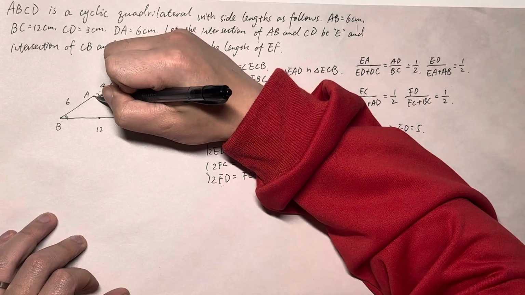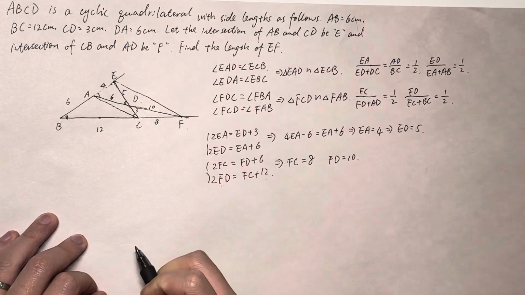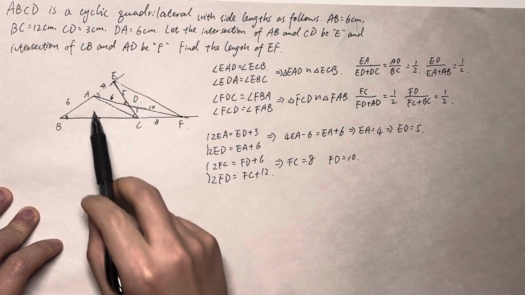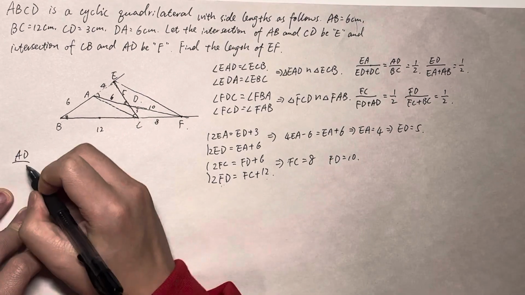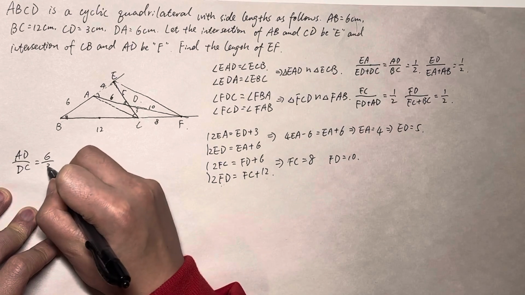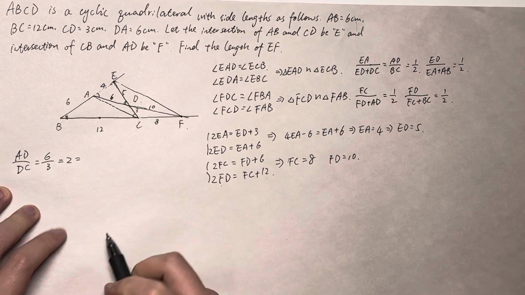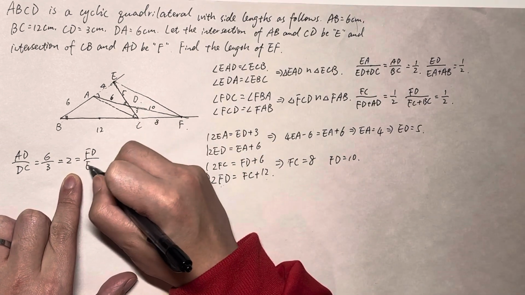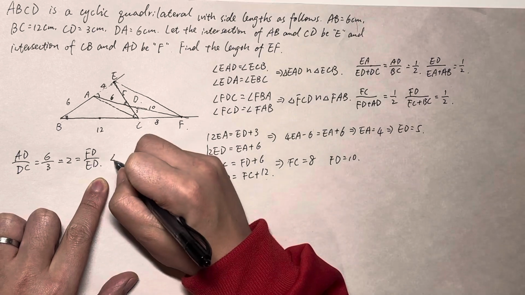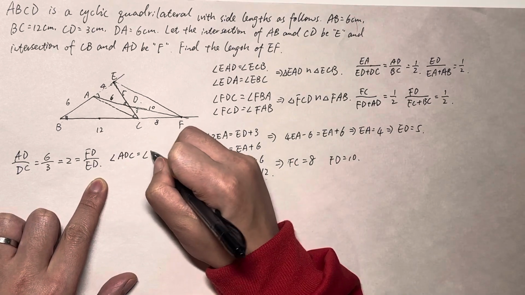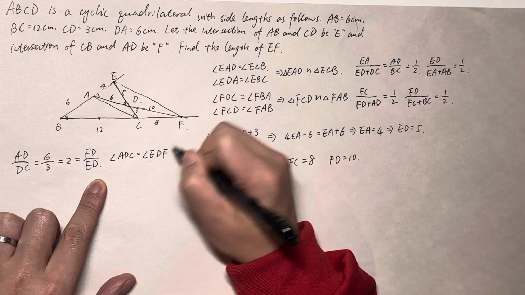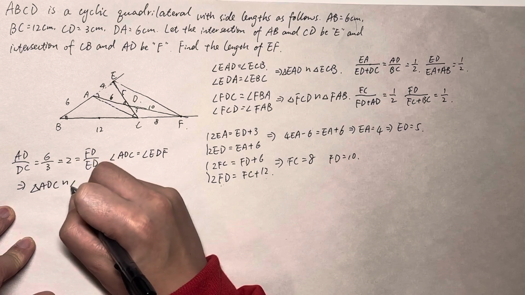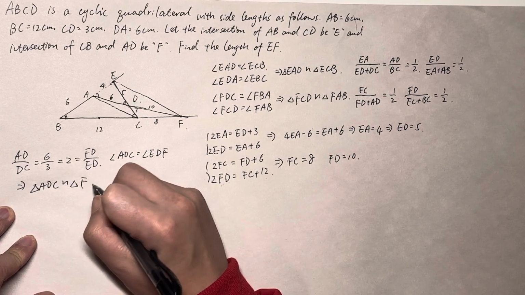So now we connect AC. The ratio of AD to DC, 6 to 3, equals 2, which equals FD to ED, right? And the angle ADC equals angle EDF, or FDE. So we know that triangle ADC is similar to triangle FDE.